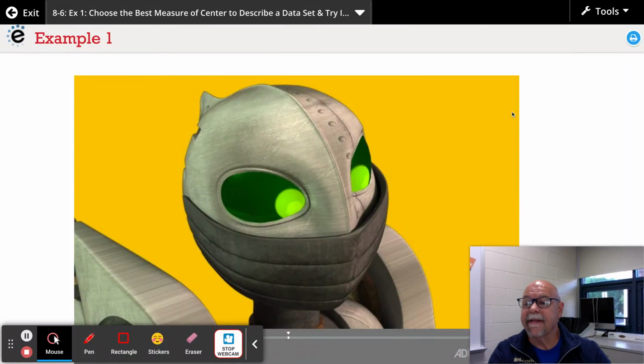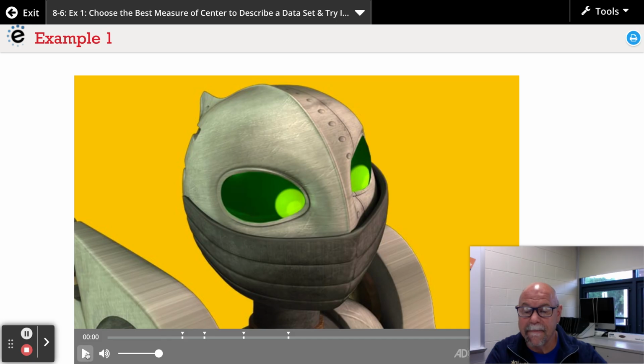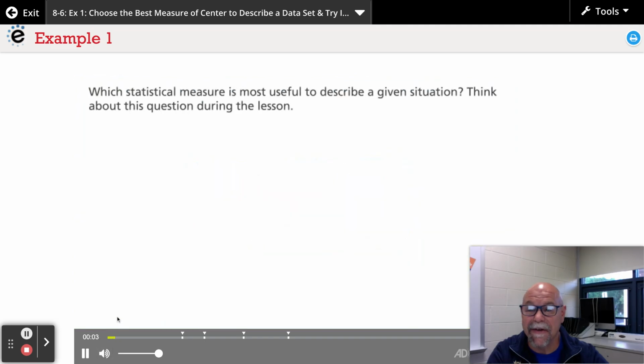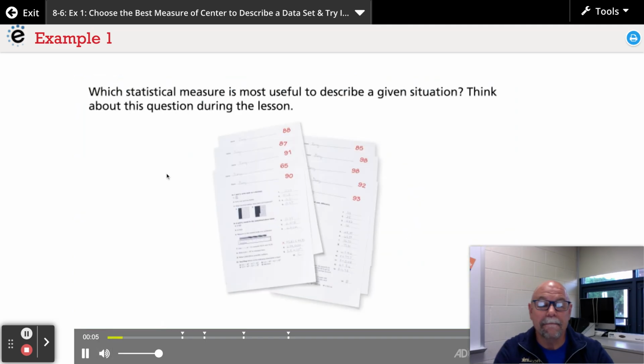So the next section is choosing a statistical measure for a given situation, choosing the best one, I should say. This is topic 8, section 6. And I did a little preview of this, and I'm really excited for the animation here. So wait till you get a load of this. That's just fun. Which statistical measure is most useful to describe a given situation? Think about this question during the lesson.